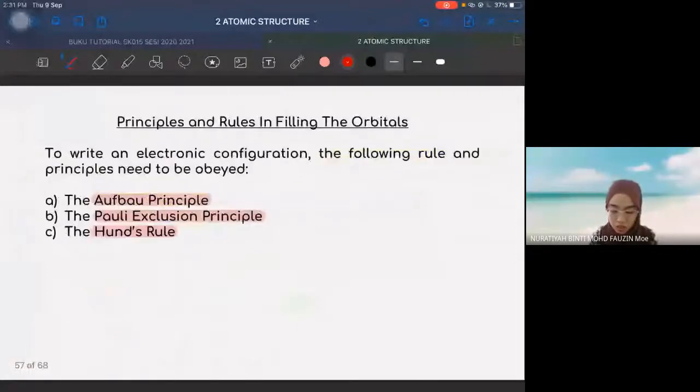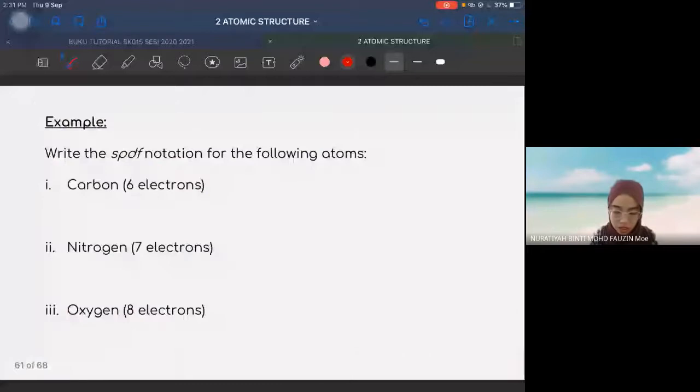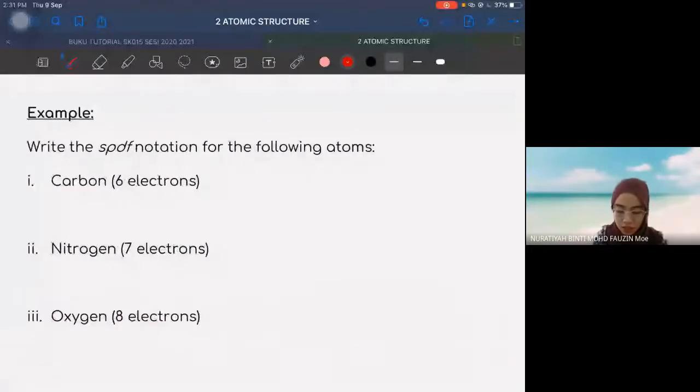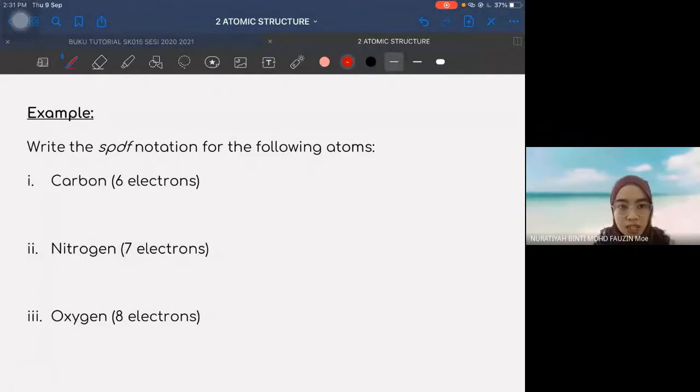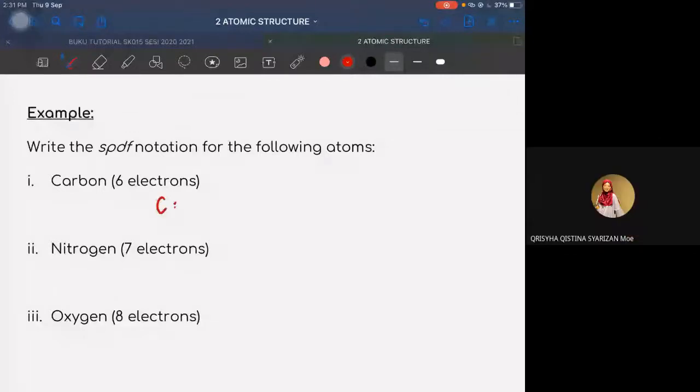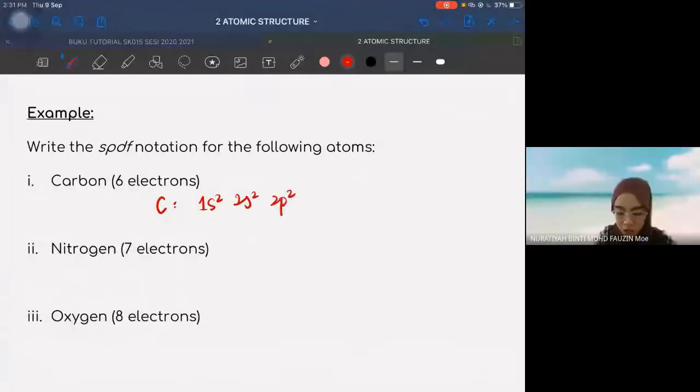Okay, so apa lagi yang kita kena discuss daripada nota ni? Yang ni boleh buat tak? Ni dia minta SPDF notation. Boleh. So, carbon ada 6 electrons. Can you guys tell me the answer? How do you write it? Carbon. 1s2 2s2 2p2. Okay, so s orbital boleh fill up to 2 electrons, and then lagi 2 electron awak letak dalam 2p orbital. 2p orbital can fill up to 6 electrons, tapi awak ada 6 electrons je total, so kat sini ada 2 je lah. So bila campur, 2, 2, 2 dapat 6 lah.